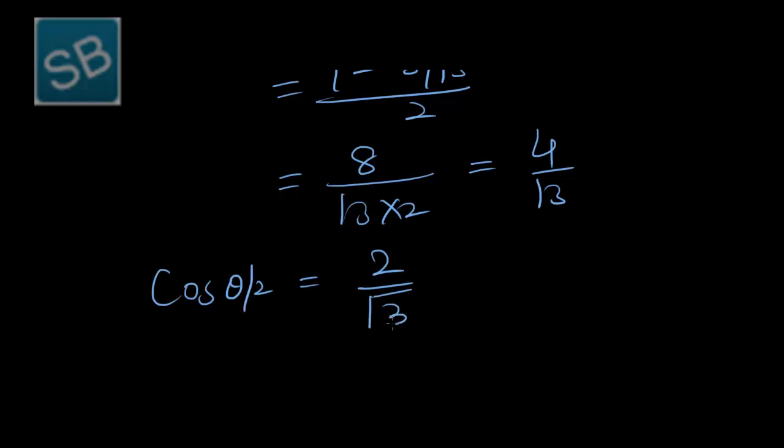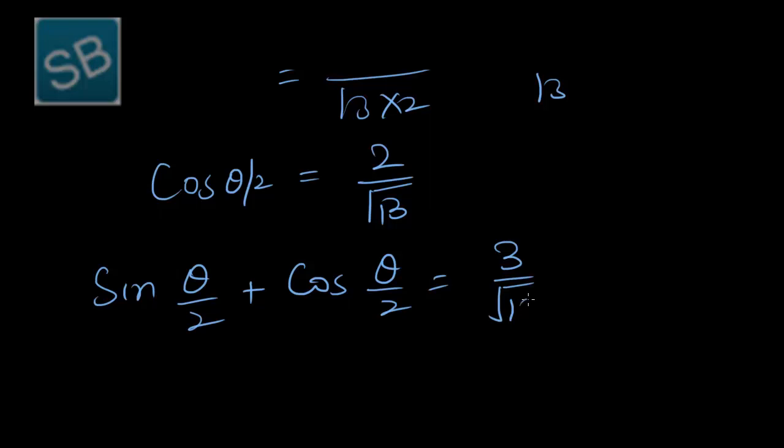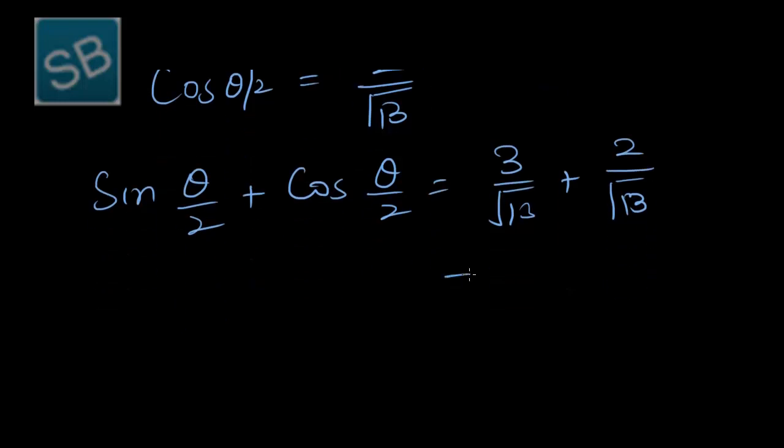under root 13. Now we have to find the value of sin theta by 2 plus cos theta by 2, that is 3 over under root 13 plus 2 over under root 13. So we get 5 over under root 13. That is our required answer for this problem.